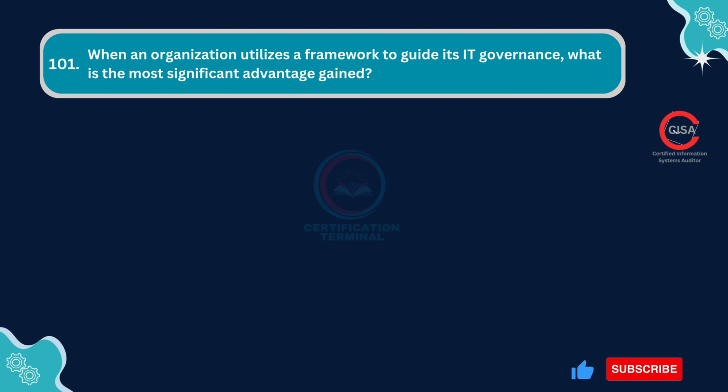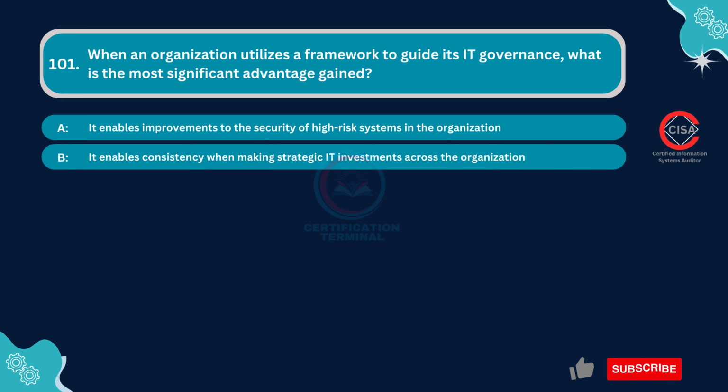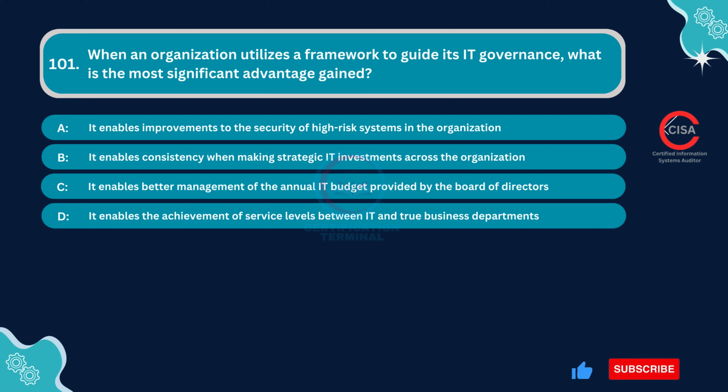Question number 101. When an organization utilizes a framework to guide its IT governance, what is the most significant advantage gained? Option A, it enables improvements to the security of high-risk systems in the organization. Option B, it enables consistency when making strategic IT investments across the organization. Option C, it enables better management of the annual IT budget provided by the board of directors. Option D, it enables the achievement of service levels between IT and business departments. The correct answer is Option B, it enables consistency when making strategic IT investments across the organization.